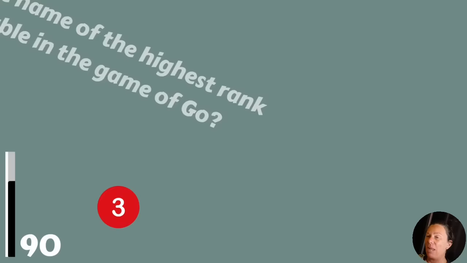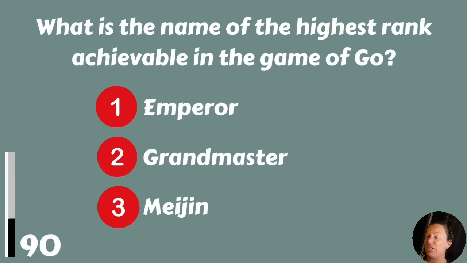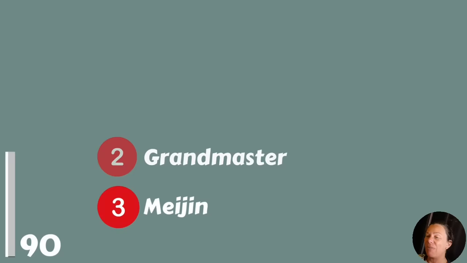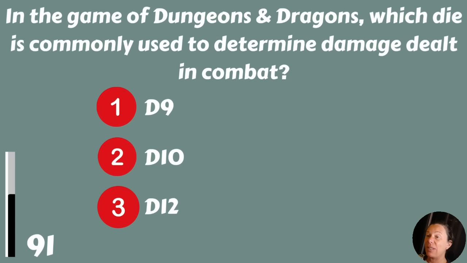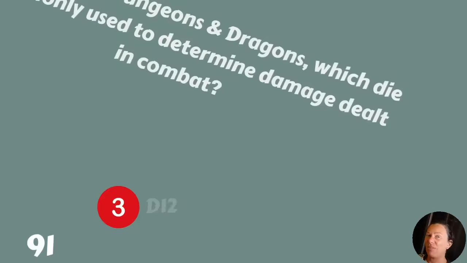What is the name of the highest rank achievable in the game of Go? Emperor, Grandmaster, or Meijin? Grandmaster. In the game of Dungeons and Dragons, which die is commonly used to determine damage dealt in combat? D9, D10, or D12? D12.